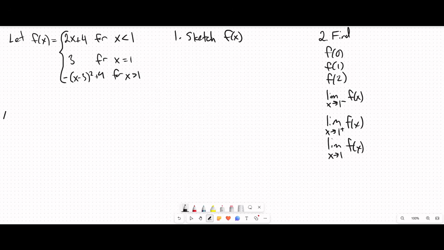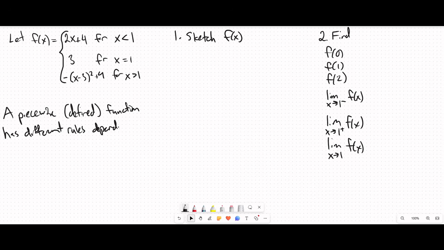A piecewise defined function, sometimes it will include the word defined, sometimes it won't, basically has different rules depending on what x is. So what do we mean by that? A function really, all it does is assign to each input some output.